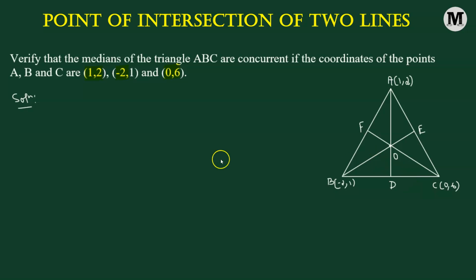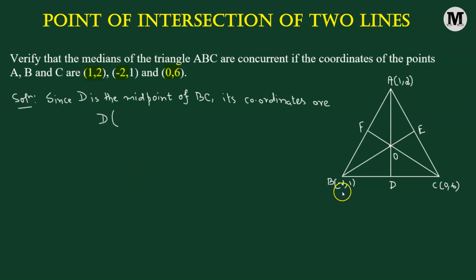Okay, now in order to verify that the medians are concurrent, what we'll do is try to find the equation of each of the three medians. Since D is the midpoint of BC, we can immediately obtain the coordinates of point D. Similarly, we can obtain the coordinates of points E and F, and then we can use the two-point form to obtain the equation of the median AD. Let's first begin by computing the coordinates of point D.